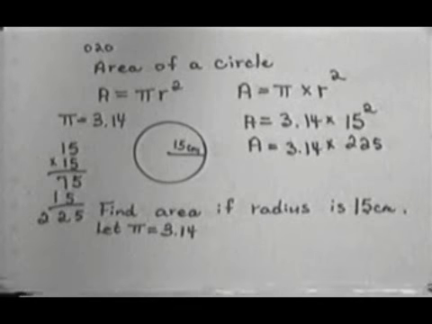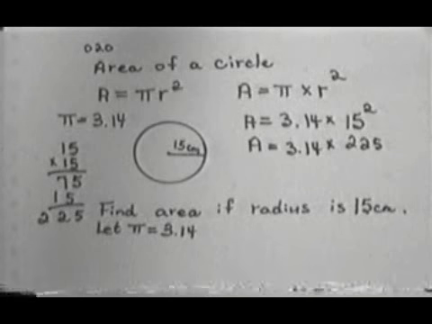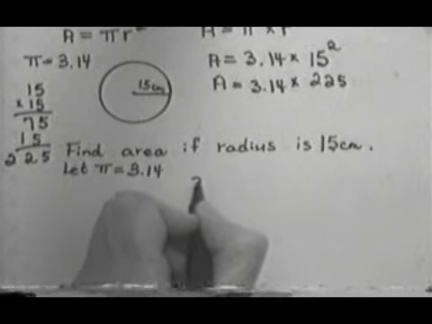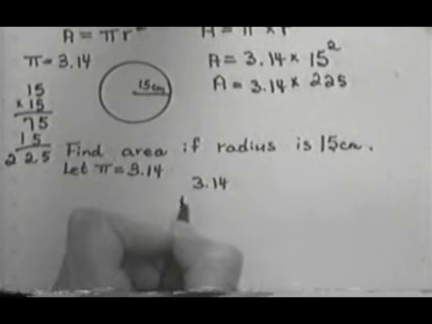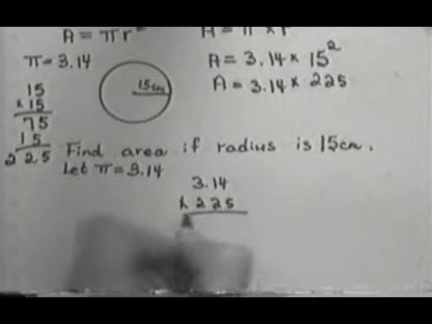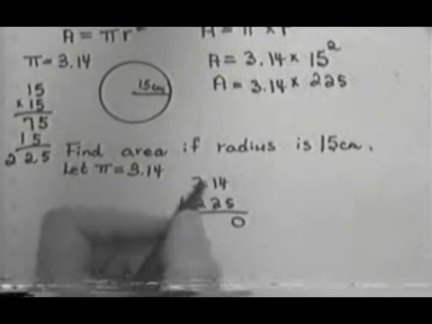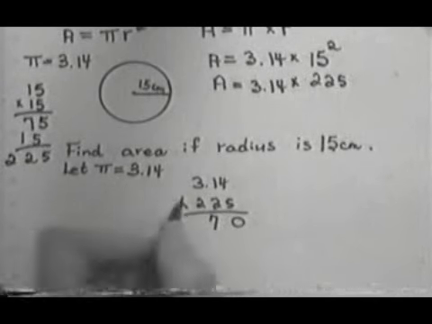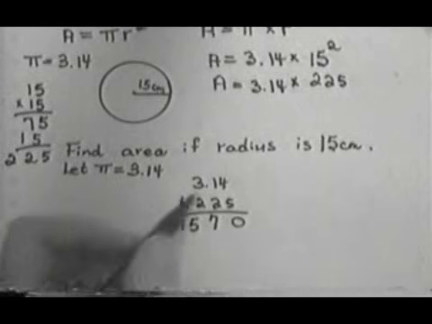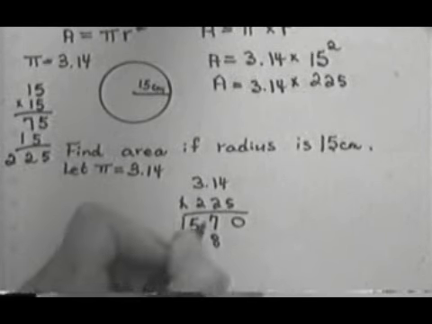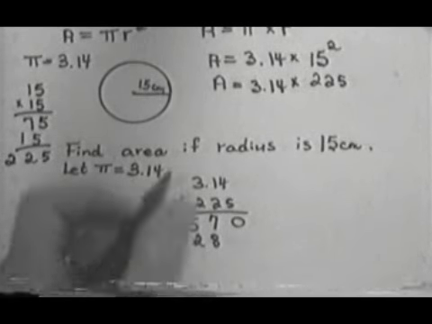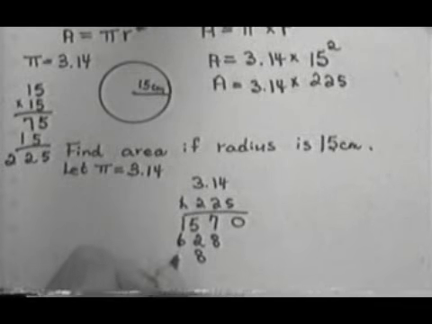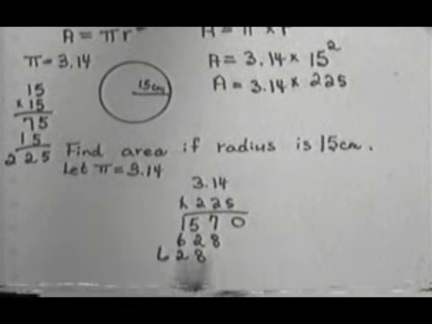So now, to get my answer, I've got to multiply the 3.14 times 225. So we'll move down here to do that. We take 3.14, multiply it by 225. 5 times 4 is 20. Carry our 2. 5 times 1 is 5, plus the 2 that we carried is 7. 5 times 3 is 15. 2 times 4 is 8. 2 times 1 is 2. 2 times 3 is 6. 2 times 4 is 8. 2 times 1 is 2. 2 times 3 is 6. We're just multiplying by 2 again.